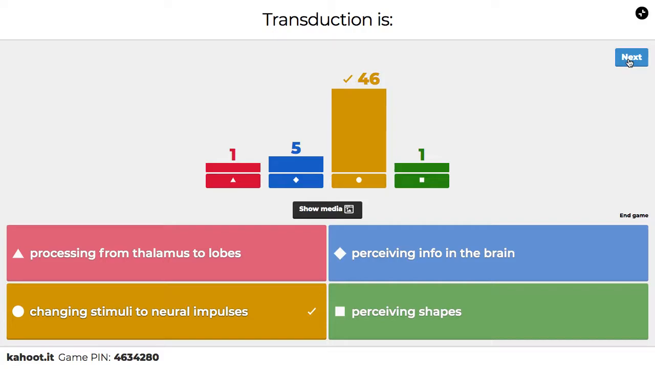You could write that down if you don't have it. Okay, this is something you must know: changing the stimuli to a neural impulse.